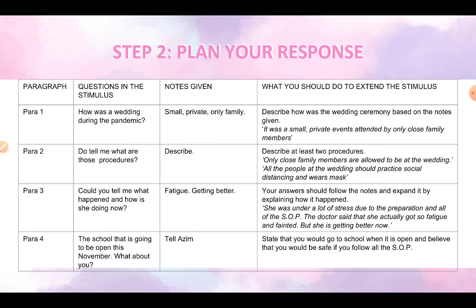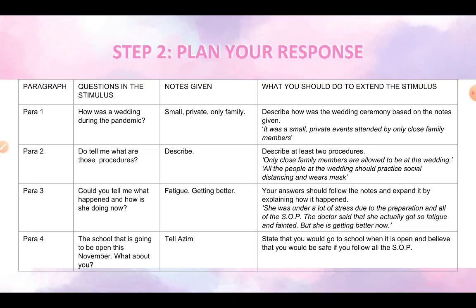For paragraph 1, the question from Azim is, how was the wedding during the pandemic? And the given notes are: small, private, only family. What you should do is reply to Azim and extend on the given notes. Describe how the wedding ceremony was based on the notes given. Here is the sample answer: It was a small private event attended by only close family members. Now, that would answer question 1.